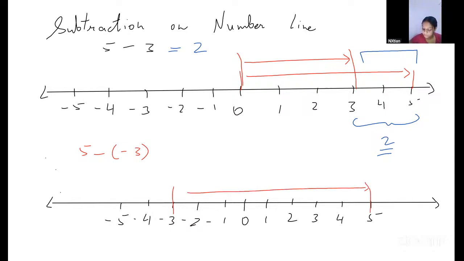From here to here, we will go. Count how many places there are. 1, 2, 3, 4, 5, 6, 7, and 8. How many places? 8. So the answer becomes 8. When you have negatives, a minus and minus sign, we will go from the negative number on the left towards the positive number on the right. Count how many places in between, and that is going to be your answer. Okay, understood this one?